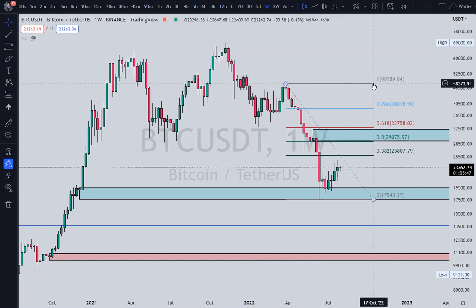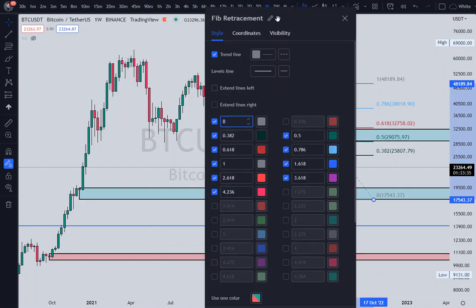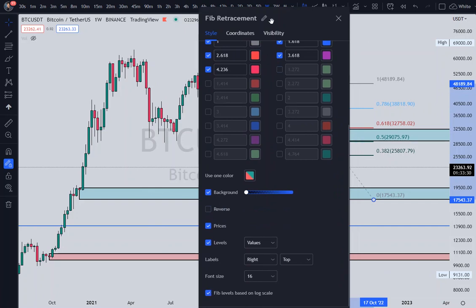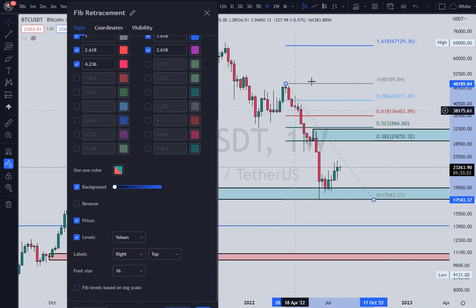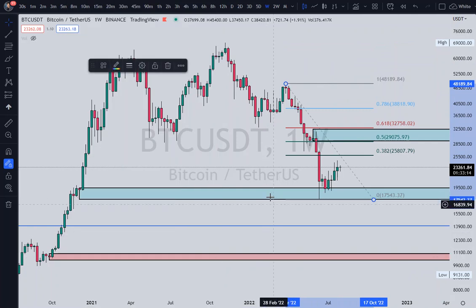So just one point about the Fibonacci tools. If you use logarithmic charts like what I used here, you have to go to the settings of the Fibonacci, then scroll down here. You have to activate this tick, Fib levels based on log scale. If I turn it off, you can see these levels are different here. So just keep it in mind. You have to activate this if you use logarithmic charts.